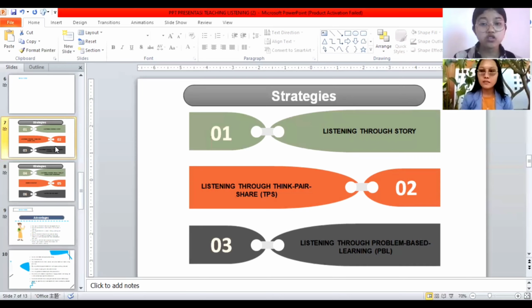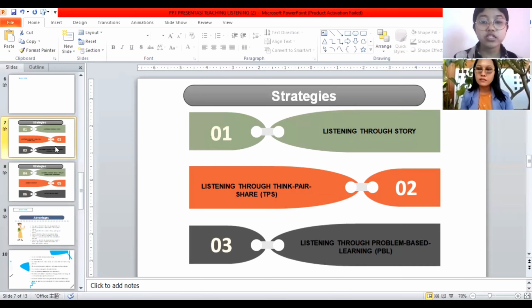In think, students think and organize ideas individually related to the question given. Then in pair, students express their opinions and discuss their respective ideas. And the last one, share. Students in pairs present the result of their discussion in front of the class, so that all students know what the results of their discussion are. Then we have the procedure for implementing this strategy.